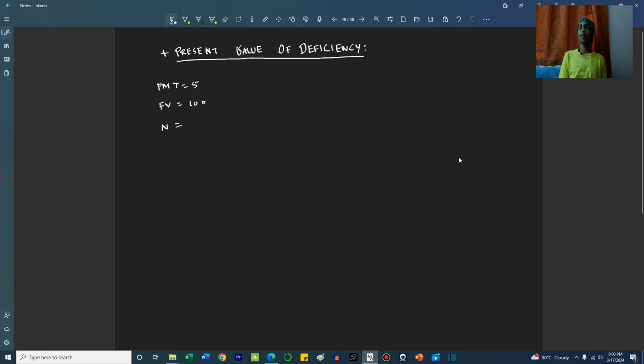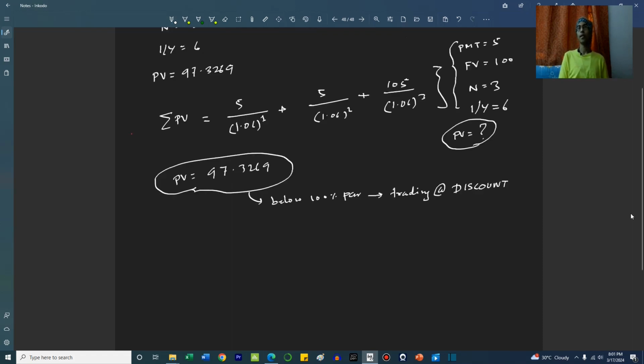The number of periods remaining when we are calculating the present value was 3, and the required return was 6. The present value turned out to be 97.3269. This was the present value, right? So this was our calculation.